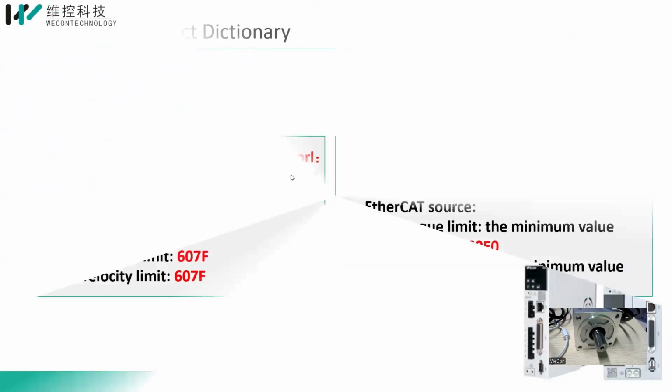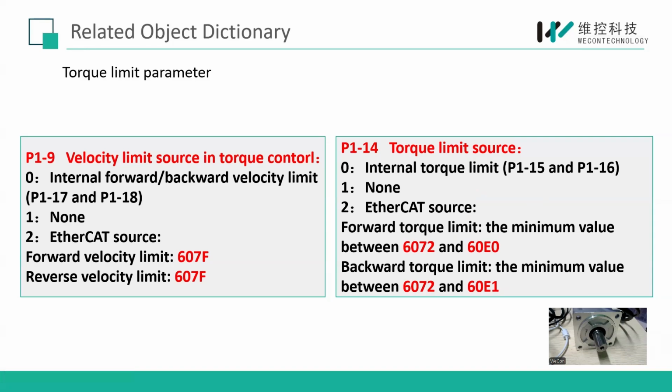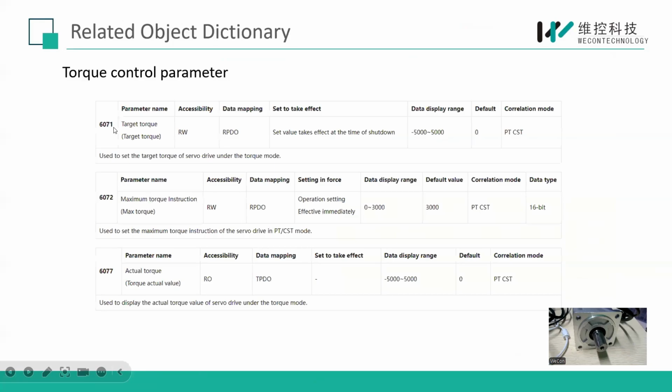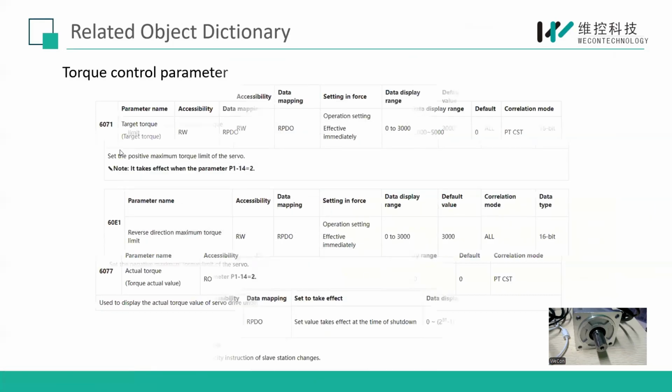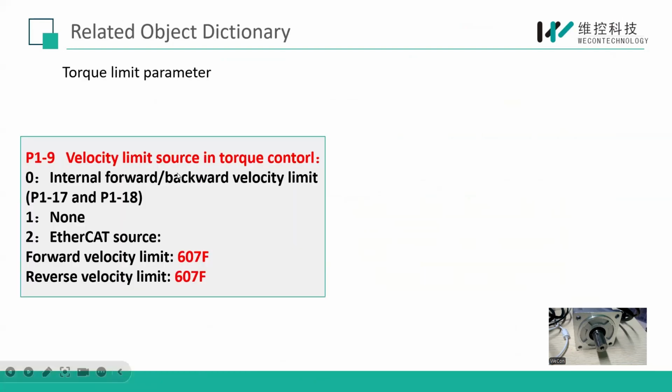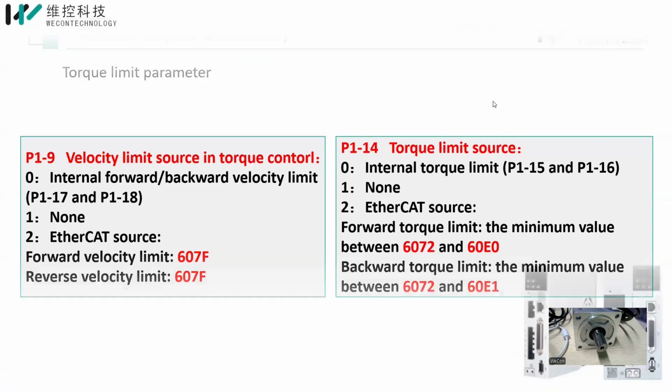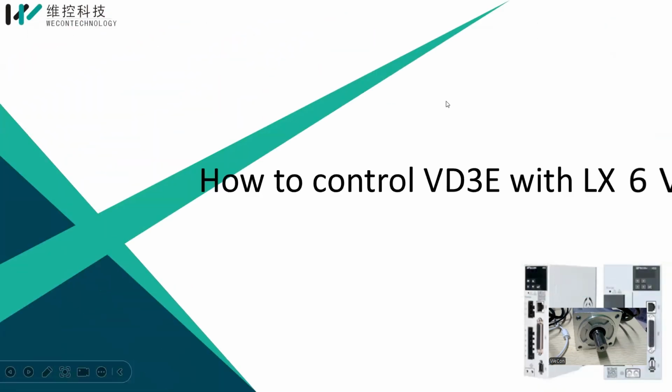In fact, these are the main object dictionary entries we need to set in torque control mode. You will see it's easy, only 1, 2, 3, 5, 6, 7 parameters we need to configure. If you have no questions, I will open PLC Editor 2 to show you how to configure it, step by step.